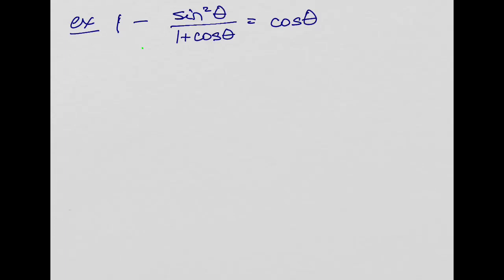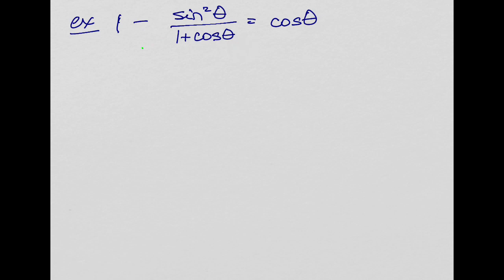The goal is to verify that this is a trigonometric identity. I'm going to start on the left-hand side and try and make it look like the right, because there's just not a whole lot I can do with cosine theta to make it more complicated than that. So let's see. On the left, I have two separate terms. Here I have one, and I have this lovely fraction.